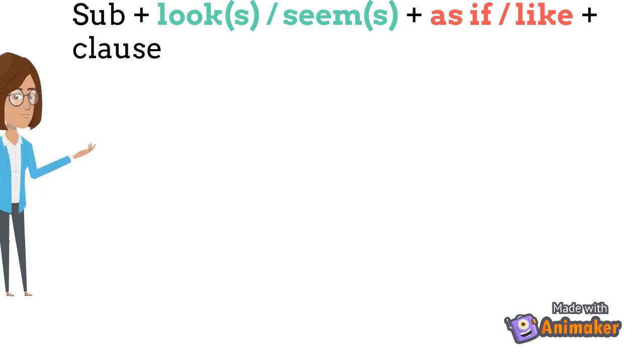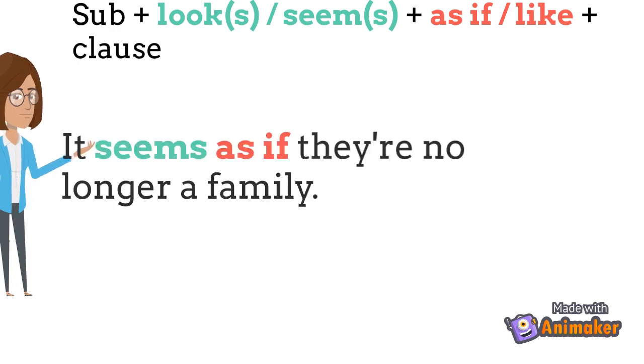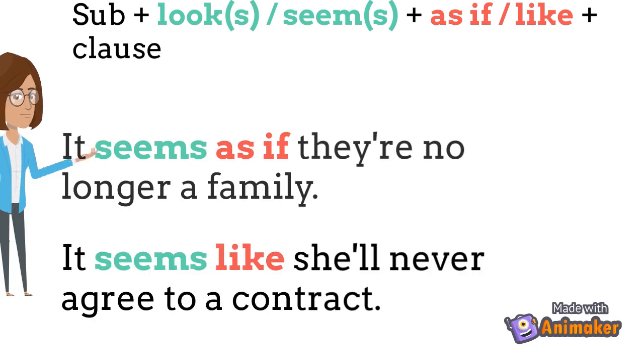Here are some more examples of the same structure. You can say, it seems as if they are no longer a family. Or it seems like she will never agree to the contract.